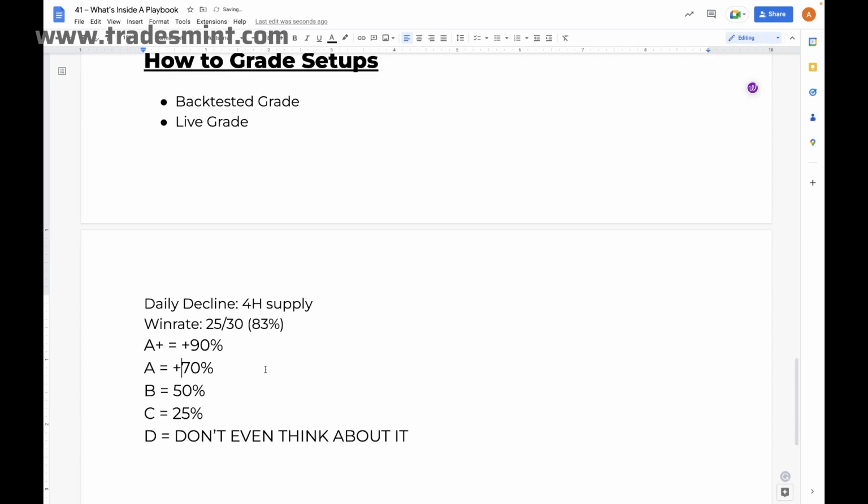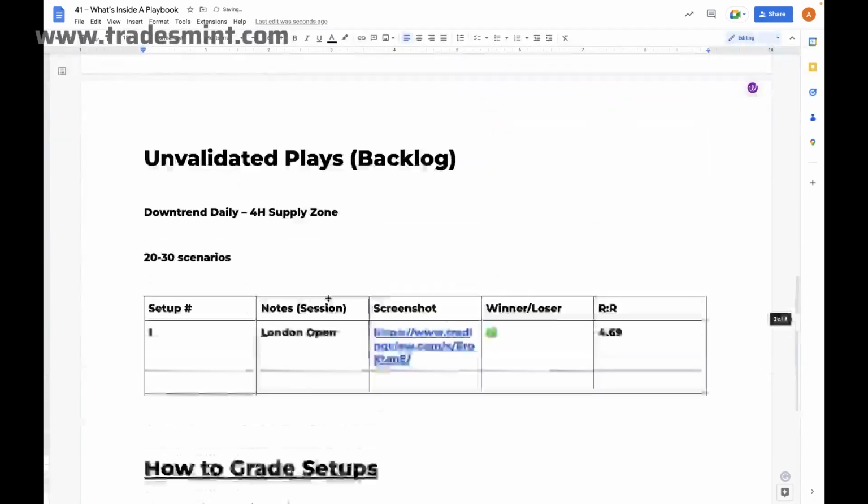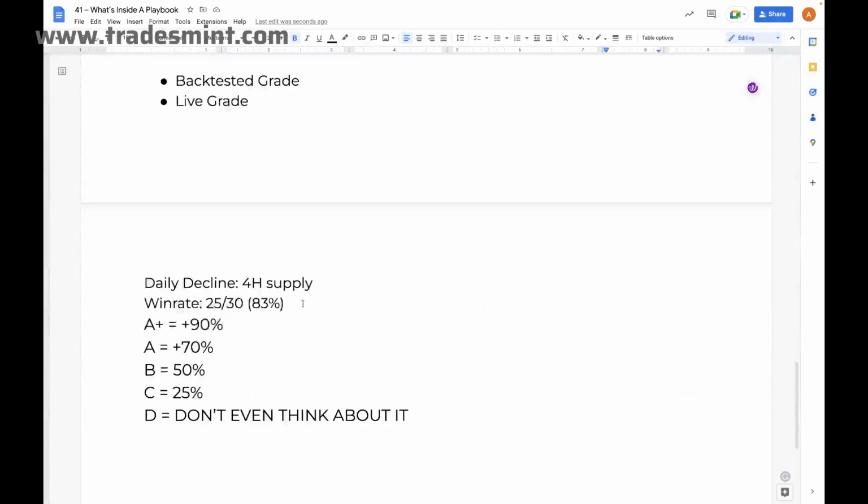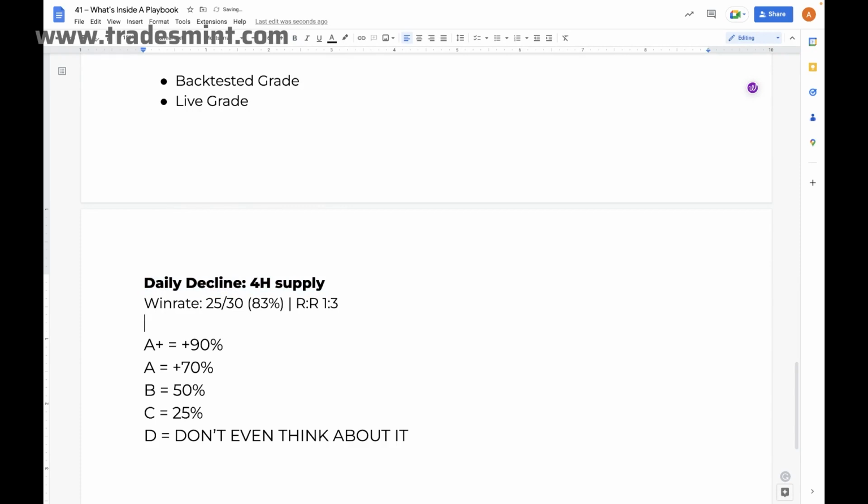This is an A setup here. So we'll assign the grade in our playbook. Okay, A setup. We're gonna have a fixed R&R right now, so our R&R is gonna be around 1 to 3. That's how we're doing it. Okay, so that's one setup. So you'll go through and grade those setups. So that's how it will go.